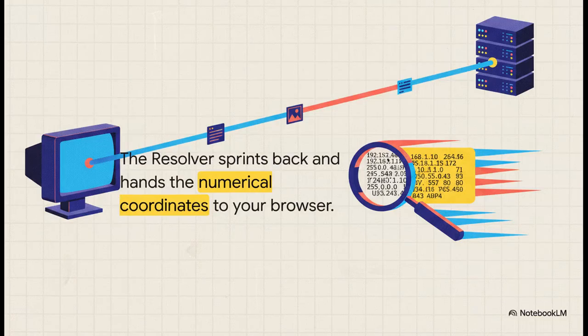And that brings us to the victorious final stretch of our relay race. The resolver, now armed with the exact IP address, sprints all the way back to your computer and hands those numerical coordinates directly to your web browser. Now that your browser finally has the precise numbers it needs, it makes a direct connection to the website's hosting server, and the web page content instantly begins to download right onto your screen.